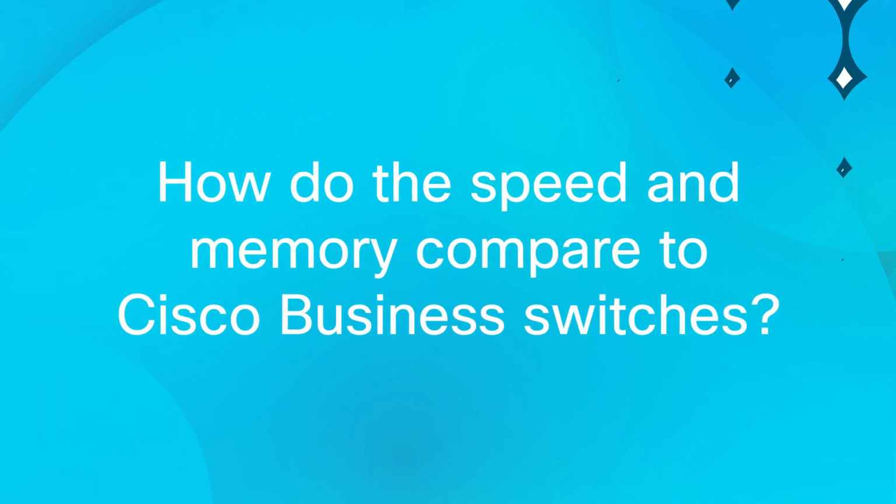I'll jump right in by comparing these new switches with the earlier generation. How do the speed and memory compare to Cisco business switches? The Catalyst 1200 and 1300 switches include a dual-core 1.4 GHz CPU, providing enhanced processing power. In addition, they include twice the memory and storage of the previous generation, specifically 1 GB of DDR4 RAM and 512 MB of NAND flash storage.